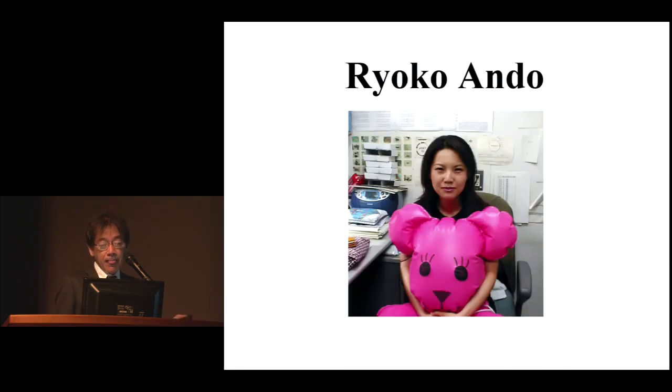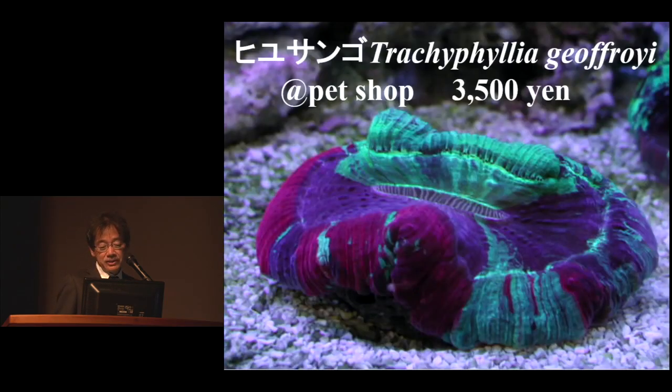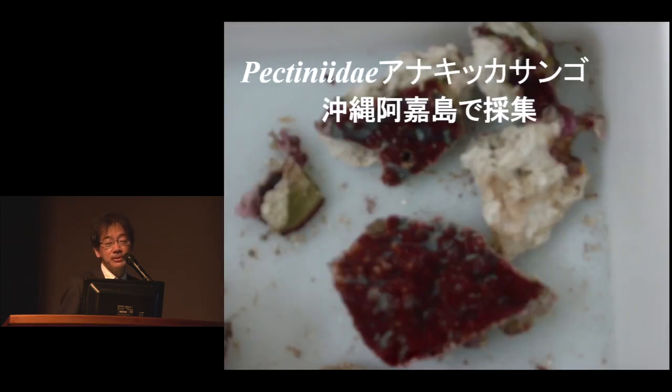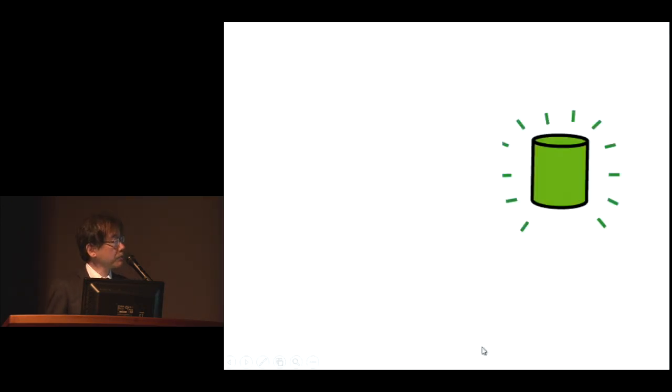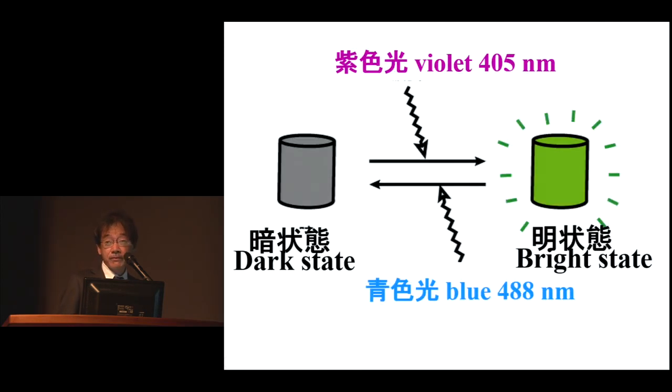Okay. And after our paper on Kaede came out, Ryoko brought me a new coral sample. But I was not so happy when I saw it, because it was very shabby. Compared to the Trochophilia which produced Kaede protein, the new sample was very dirty. But from this coral, she cloned a very bright, green-emitting fluorescent protein, and then she performed in vitro mutagenesis. And after relentless mutagenesis, she made it photochromic.